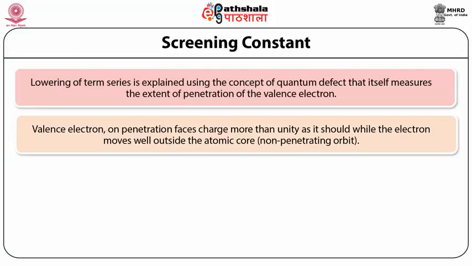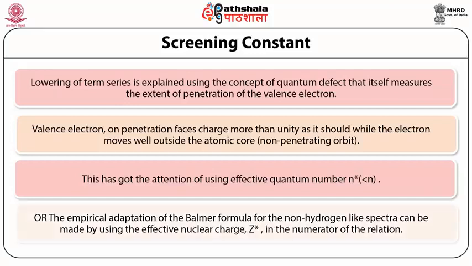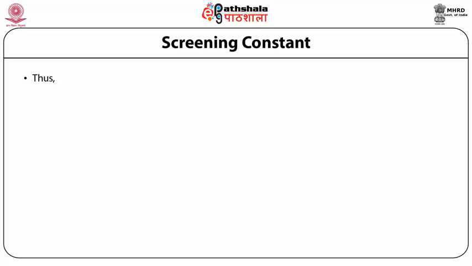A valence electron on penetration faces a charge more than unity, as it should, while the electron moves well outside the atomic core in a non-penetrating orbit. This has led to the use of an effective quantum number, which we can denote by n star, which is less than n. Or the empirical adoption of the Balmer formula for non-hydrogen-like spectra can be made by using the effective nuclear charge, again denoted by Z star, in the numerator of the relation. Thus, one can write Tn is equal to (Z minus sigma) square upon n square into R, which is equal to Z star square upon n square R.